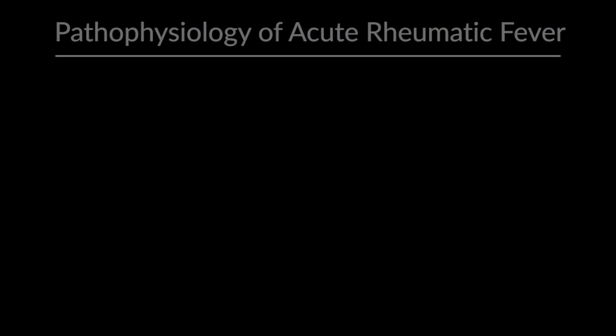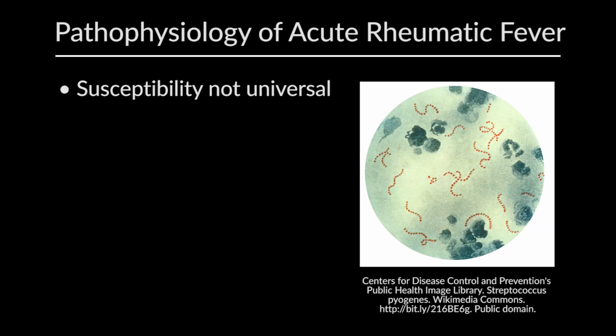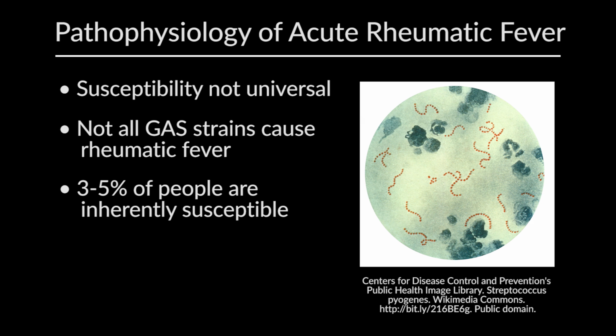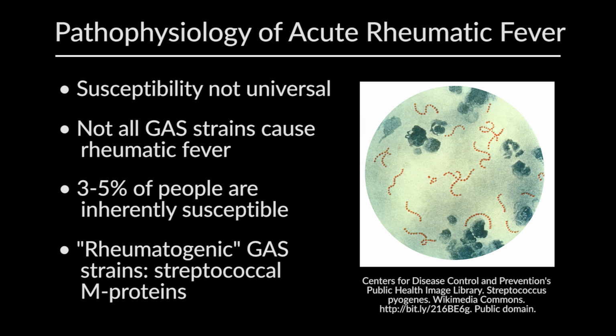Pathophysiology. Not everyone is susceptible to acute rheumatic fever, and not all group A streptococcus strains are capable of causing acute rheumatic fever in a susceptible host. It is likely that 3 to 5% of people in any population have an inherent susceptibility to acute rheumatic fever, although the basis of susceptibility is unknown. Some strains of group A streptococcus are called rheumatogenic, particularly Streptococcal M protein, although the basis of rheumatogenicity is also unknown.